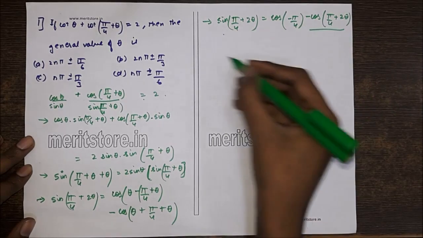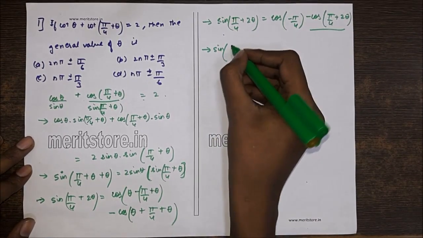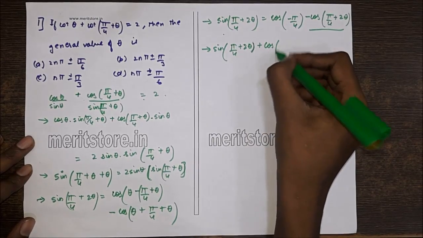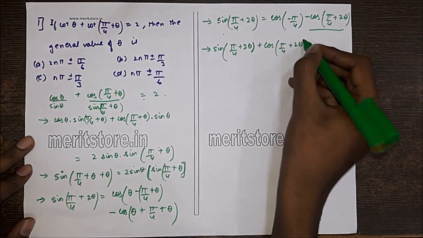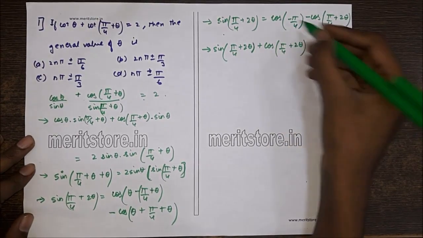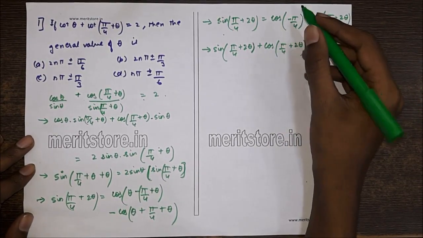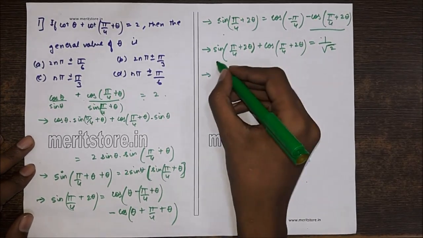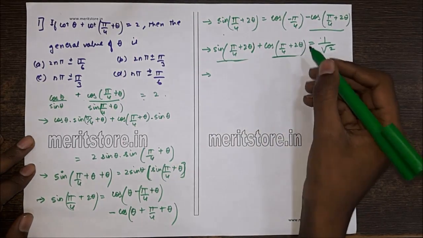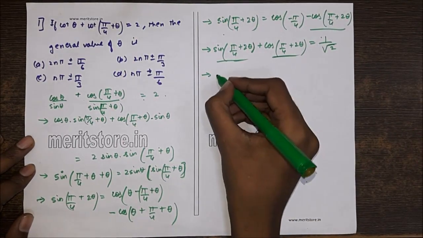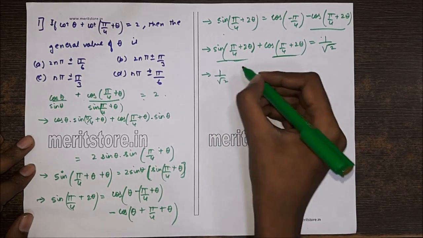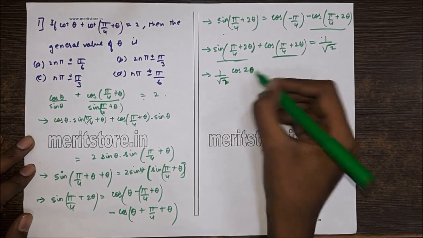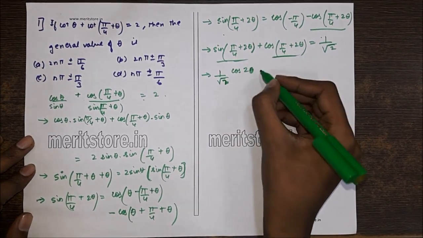So we bring this term to LHS, we get sine of pi by 4 plus 2 theta plus cos of pi by 4 plus 2 theta. Now cos of minus theta is cos theta, so cos of minus pi by 4 is cos pi by 4, which is 1 by root 2. Now these terms we expand, and we get 1 by root 2 is sin pi by 4 and cos pi by 4.